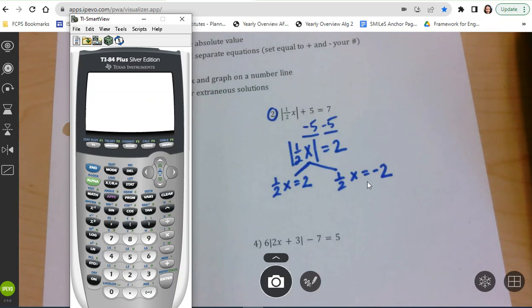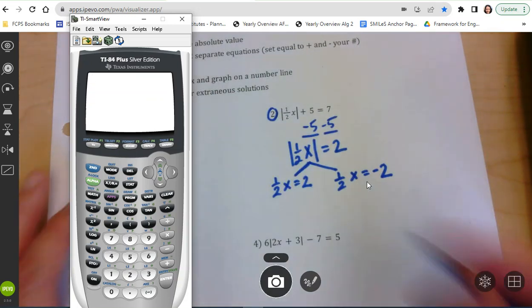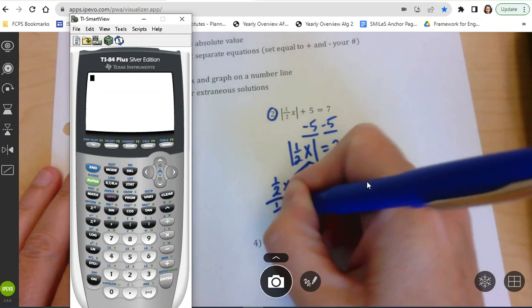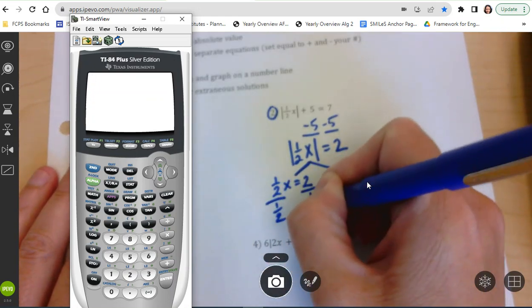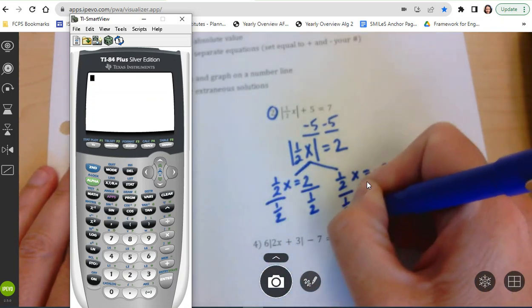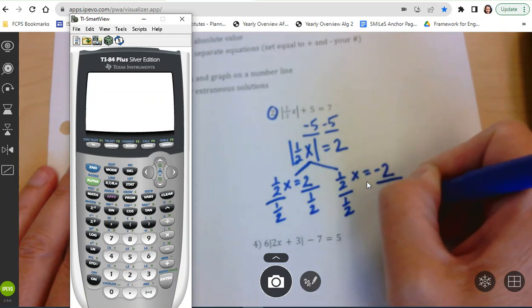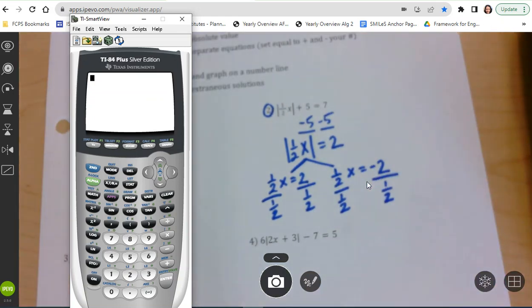All right, so I want to do divided by 1/2 on both sides. When you divide by 1/2 on your TI, you're going to need to put parentheses around that 1/2. Now doing multiply by 2 is fine. A lot of you did multiply by 2 and that works. I just want to show you how to do the dividing one.